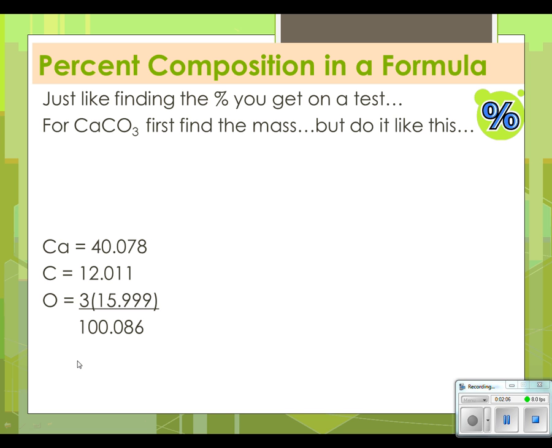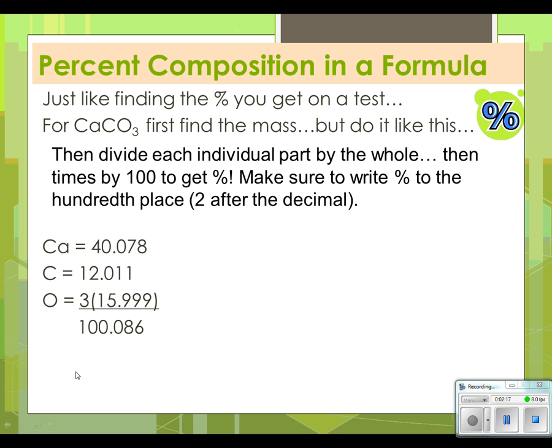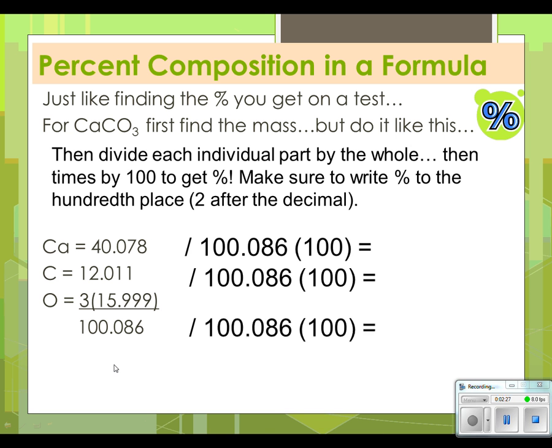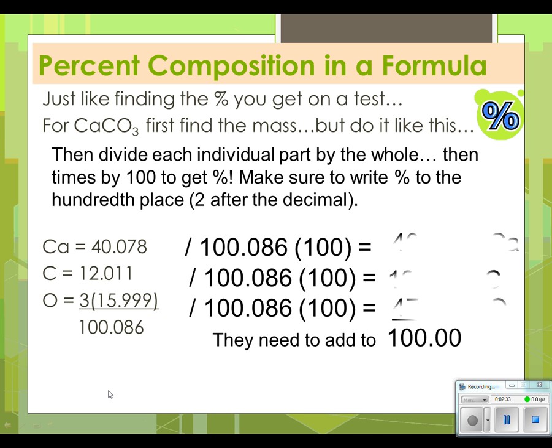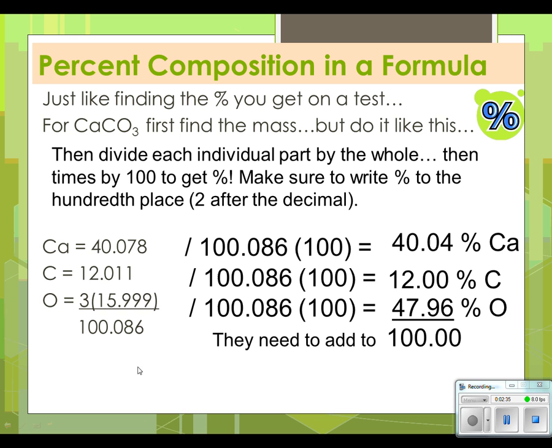To find percent composition, I like to do it this way. I like to set up my mass like this, where I'm adding up, and then all I have to do is add just a little thing to the right to figure out what it is. So I take calcium's mass, divide it by the total mass, times it by 100, and I get the percent calcium. I can do that for carbon, I can do that for oxygen, and I can get my percents. They need to add up to 100. So if you take it to 2 places after the decimal every time, then you should get the right answer.